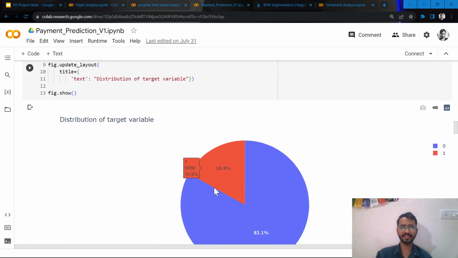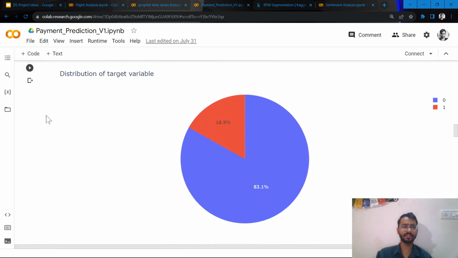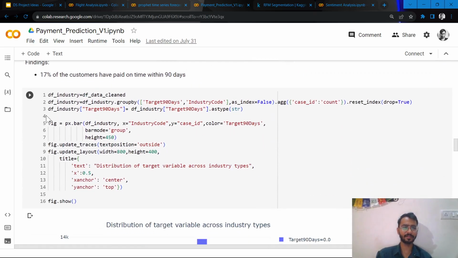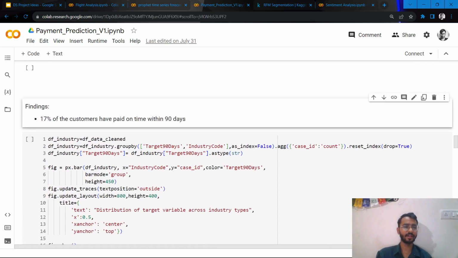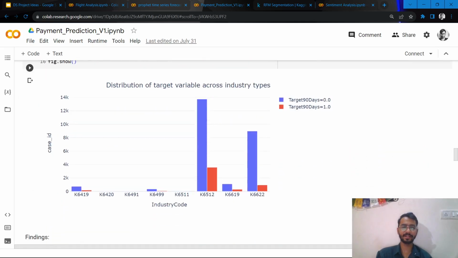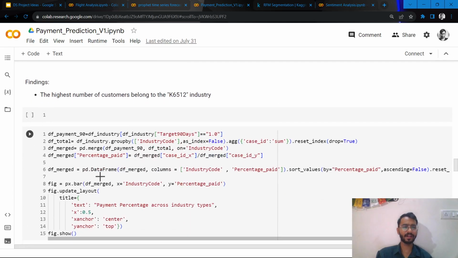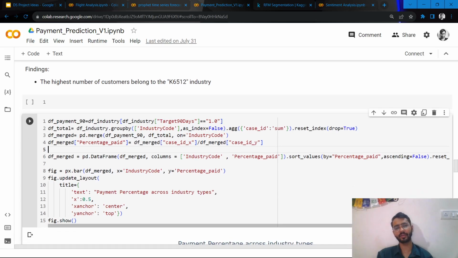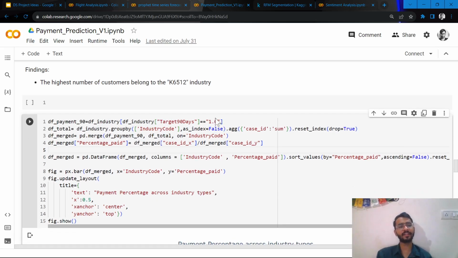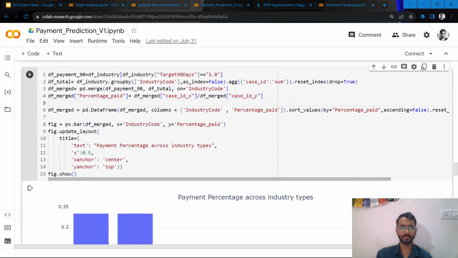Here I've done some basic EDA to understand what the distribution of the target variable looks like, and we see that 17% of the customers have paid on time within the 90 days. This entire data set has to do with if you take a loan, whether you repay it on time or not. So that's my final variable: in the upcoming 90 days, will I get my money back or not?